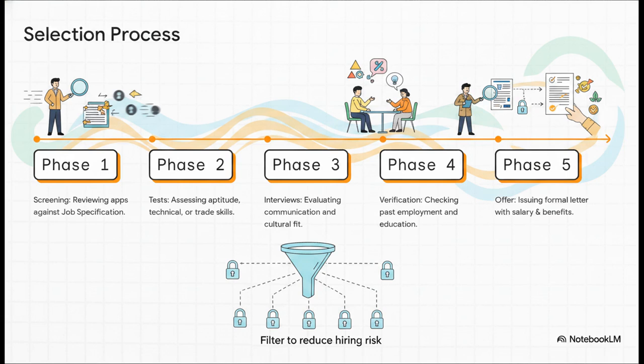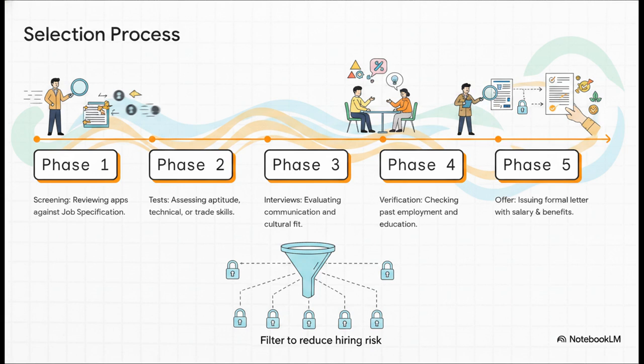So you've got a pile of resumes. Here is your chronological selection process to find the right fit. First up, screening. This is where you rapidly review applications against your job specification just to eliminate unqualified candidates right off the bat. Next, tests, where you assess their actual skills. Then we have interviews. This is where you really evaluate their communication and their cultural fit with the team.